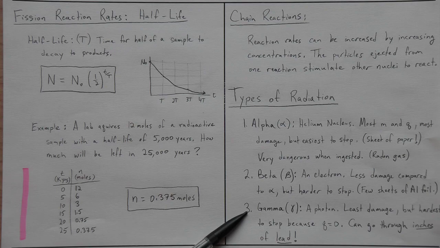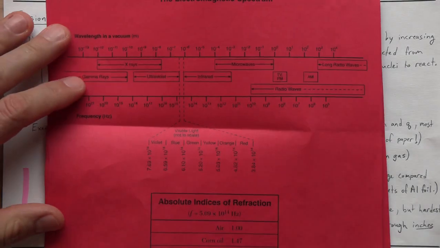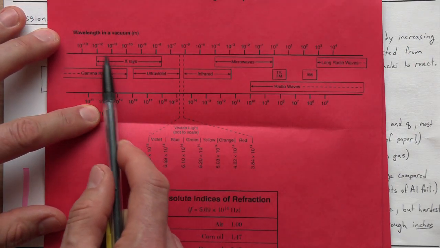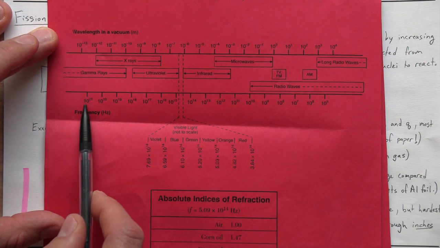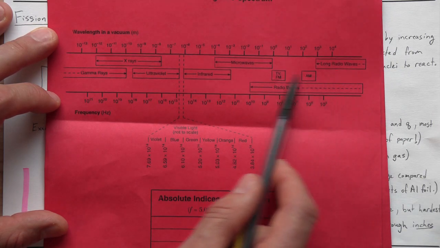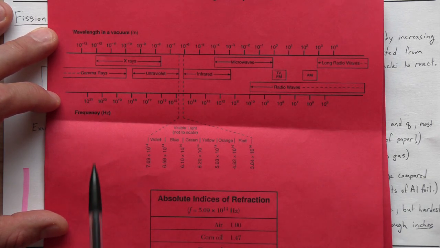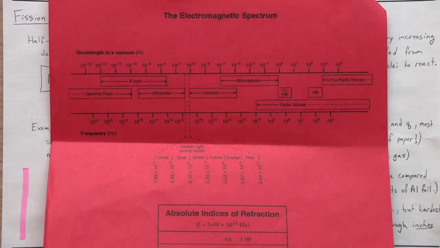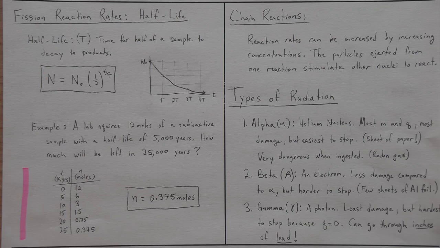Gamma is the third. What it is, is a photon. Remember from the electromagnetic spectrum, we've got visible light here, ultraviolet, X-ray. Gamma rays are the highest frequency in this whole spectrum, and from E equals hf, they have the most energy. Remember I said a photon's like a little tiny submicroscopic bullet flying, and it can do damage. It can hit your DNA and damage it. So a gamma is a photon.